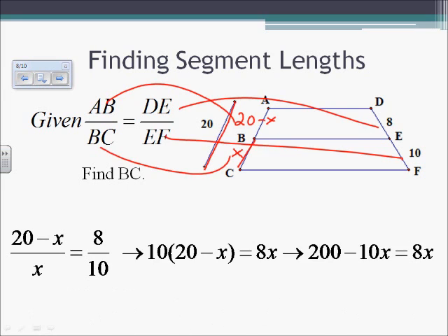Simplifying then, 10 times 20 minus x is equal to 8x, which implies then that 200 minus 10x is equal to 8x. Simplifying, we have 200 is equal to 18x, and that implies then that x is equal to 100 over 9. So again, the key was defining what AB and BC are.